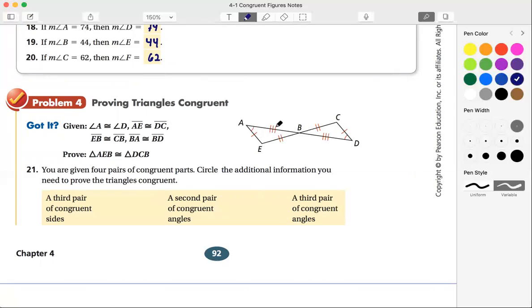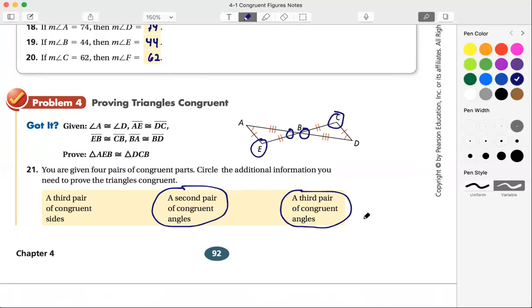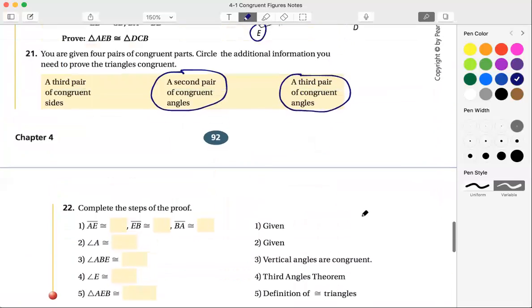I have 4 pieces of the information. I need 6. So what I need is this angle congruent to this angle, and this angle congruent to that angle. So I'm given 4 pairs of congruent parts. Circle the additional information I need to prove it. I need a second pair of congruent angles, and I need a third pair of congruent angles. So let's see if we can complete the steps of the proof.